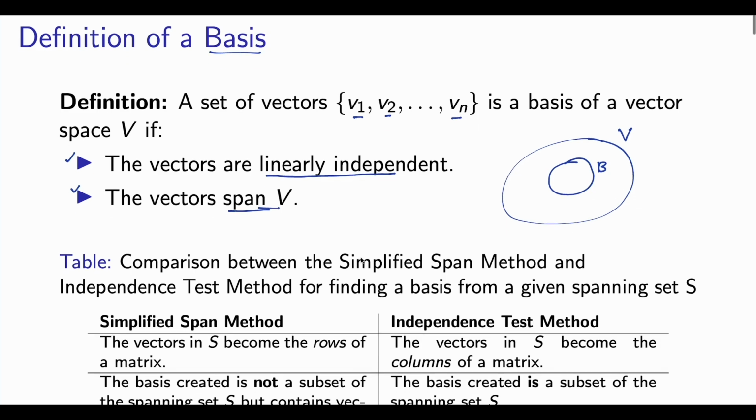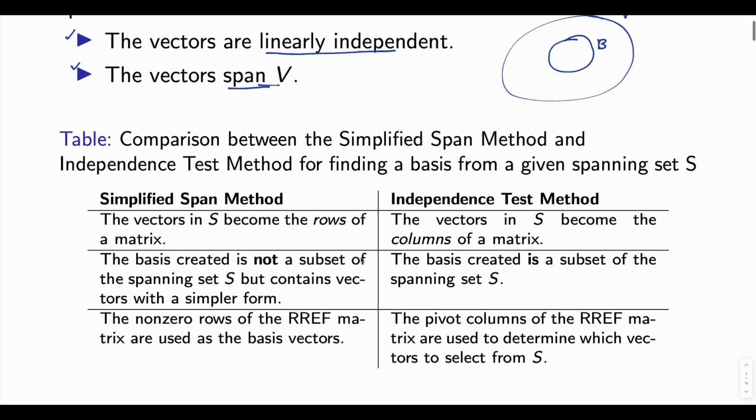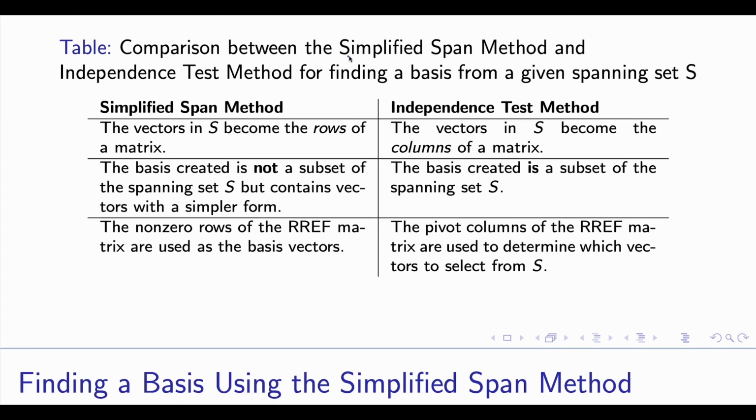Now today we are going to discuss how to construct the basis. There are two methods here, the simplified span method and the independent test method. These two methods are elegant ways for any set to become a basis. In the simplified span method, the vectors in S become the rows of a given matrix A. It means any vector in the given set S, we can place row-wise and form a matrix A, and then we compute the RREF of that matrix. For the independent test method, the vectors in S become the columns of the matrix A. This is the difference between the two methods.